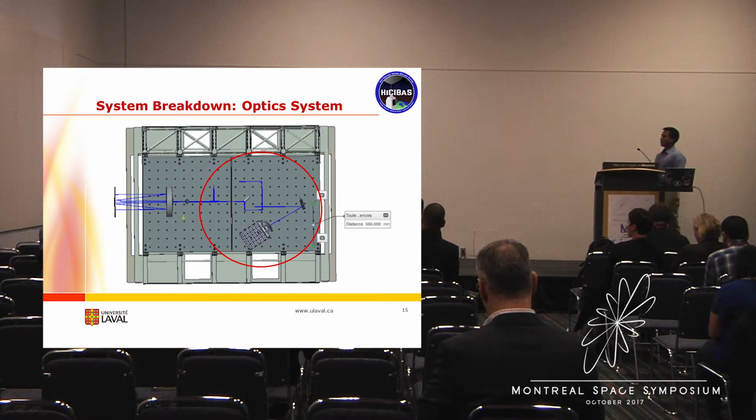So this is our optics system in our gondola. It's just the bare trajectories of our light rays. There's no structure shown, but what's important to note is the part of the circle in red that's considered our back-end optics, and that's all static.